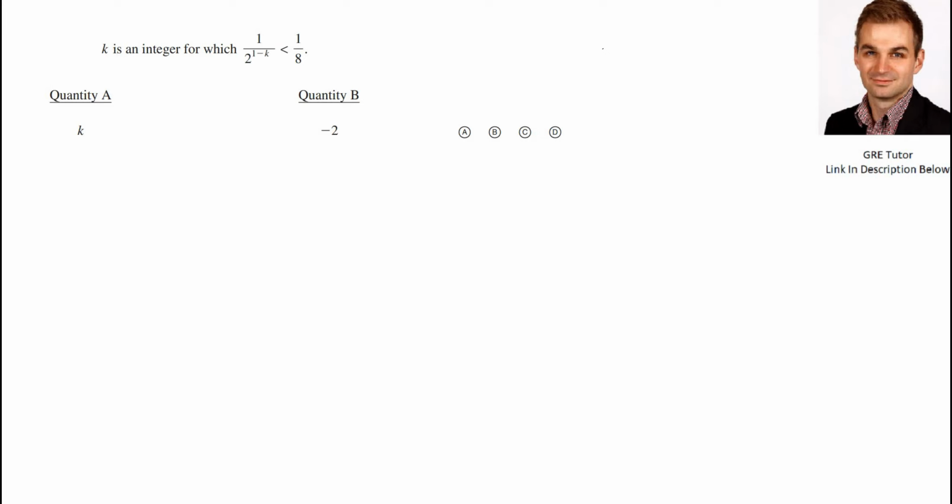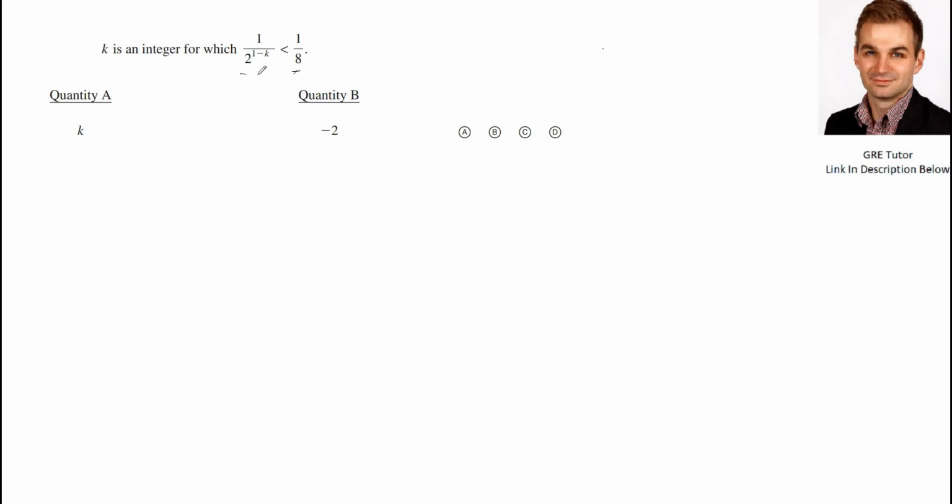Okay, so here it says k is an integer for which 1 over 2 to the 1 minus k is less than 1 over 8. They want to know what is greater, quantity A, which is k, or quantity B, which is -2. The trick to understanding this problem is recognizing that 8 can be written in the form of base 2.